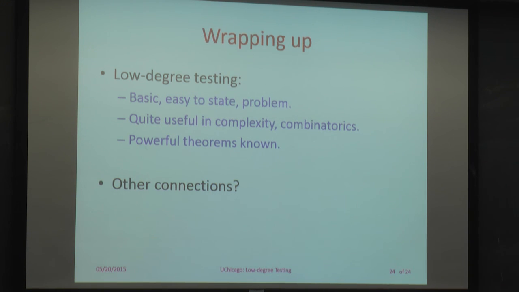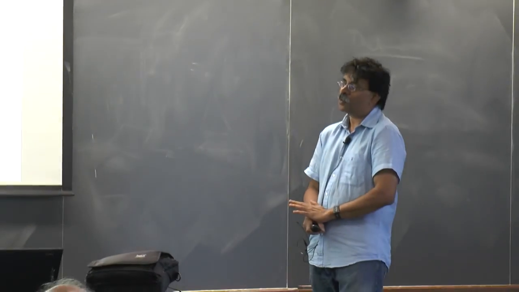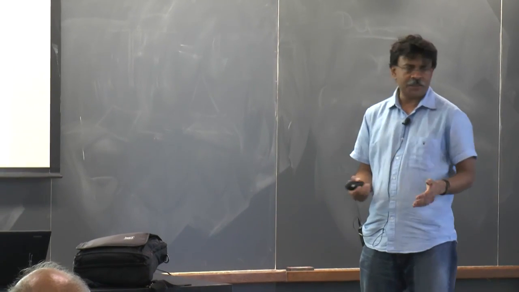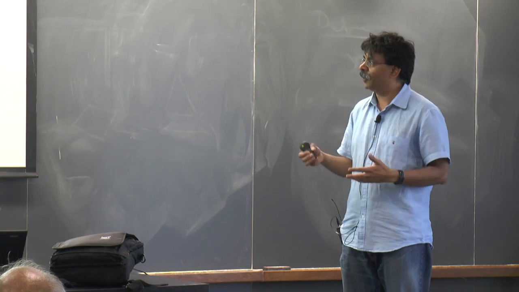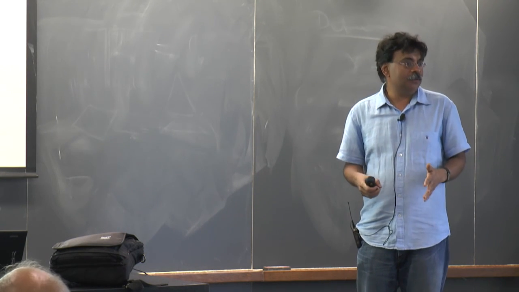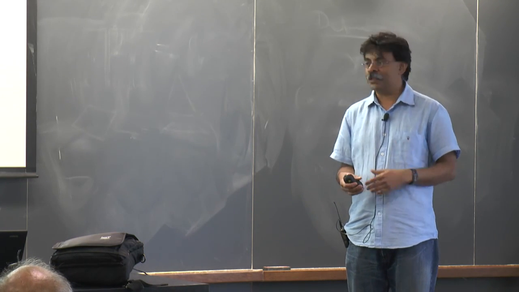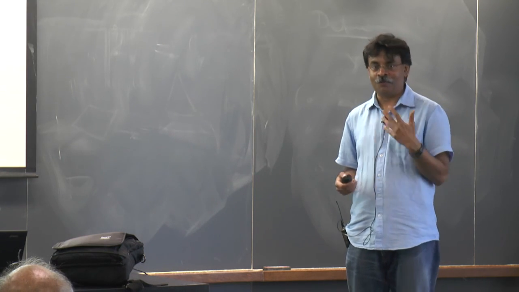So the summary is, there is a very simple problem out there, this low degree testing problem, and it is very easy to state. It turns out to be quite useful in computational complexity, in combinatorics, but also I would suspect in other areas. It is just that we have not seen real connections in other cases, and there are lots of very powerful theorems that are known, and hopefully if you look at this question or somehow encounter one of these questions, you will find other connections.